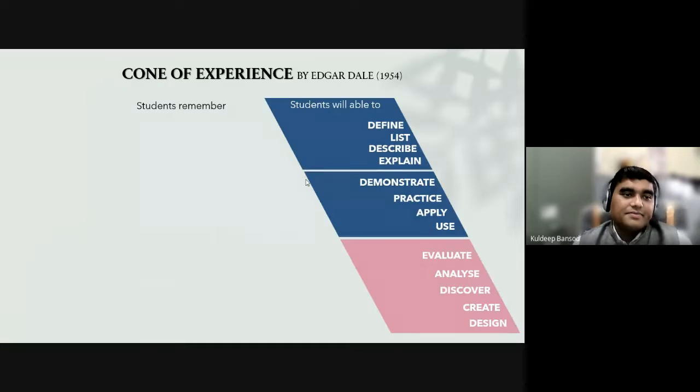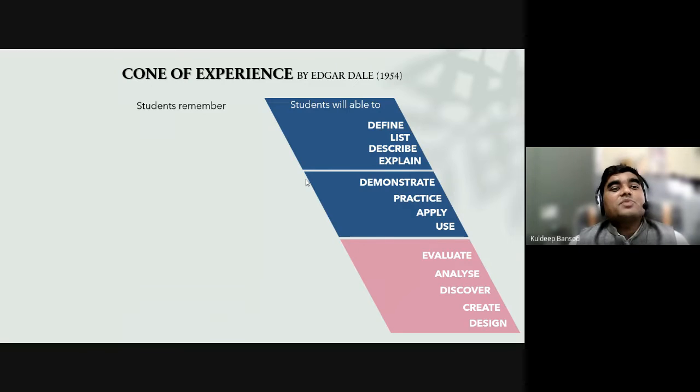Okay, moving ahead. If you look at the cone of experience, researched by Edgar Dale in 1954, it is according to Bloom's taxonomy levels. Bloom has given 6 different taxonomy levels. Out of that, 3 are the lower order thinking levels and 3 are the higher order thinking levels. If your learning resource can put the students toward evaluation and creation, then it is the highest level of Bloom's taxonomy, which is achieved by your learning resources.